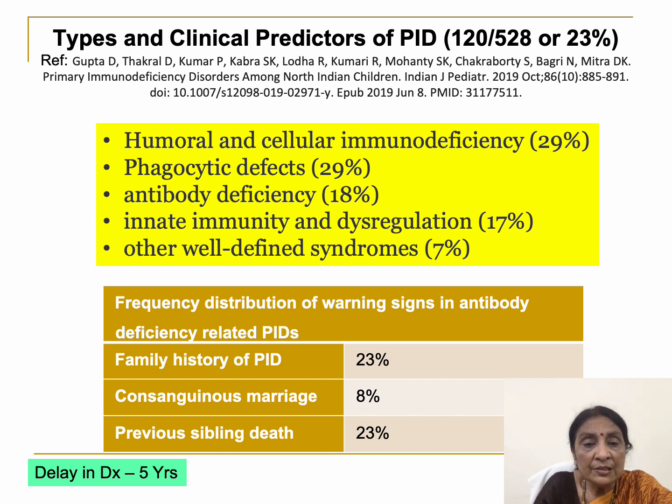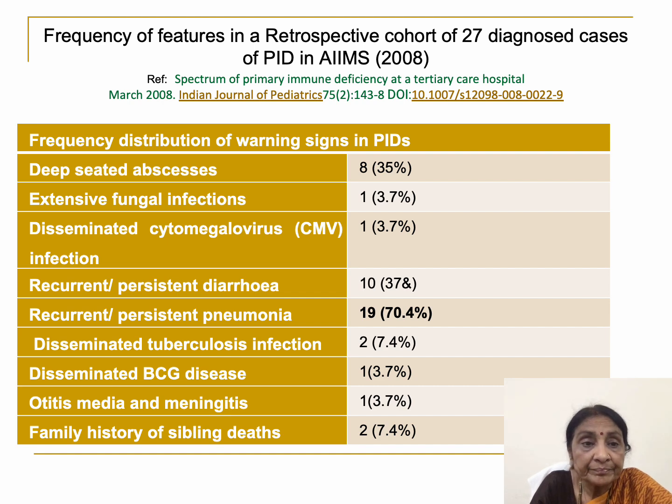The frequency and distribution of warning signs in immune deficiency disorder related PID were family history in 23%, consanguineous marriage in 8%, previous sibling death in 23%. However, it's noteworthy to note that there was delay of 5 years in the diagnosis.